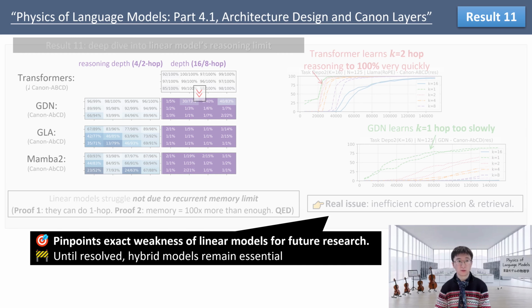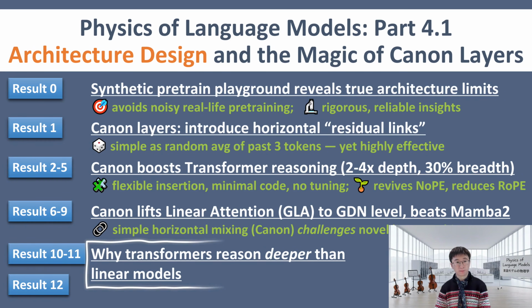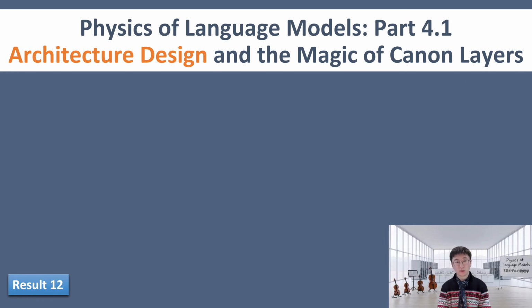So this is result 11, where I showed you why transformers can reason deeper than linear models. So in the final result 12, I'm going to perform some real-life pre-training to show that many of those synthetic discoveries actually echo very well in real-life pre-training settings.